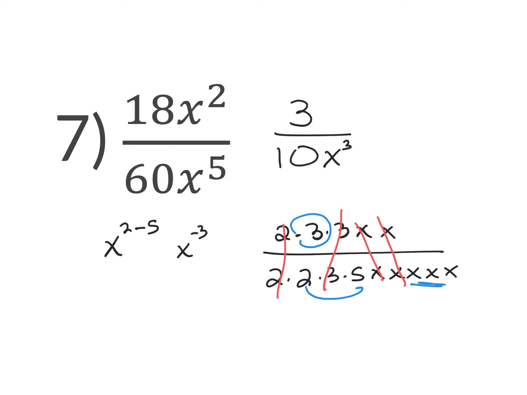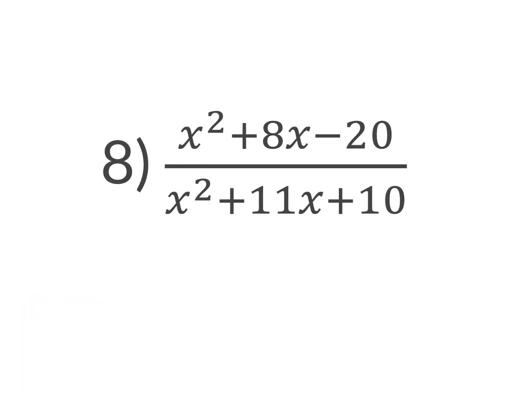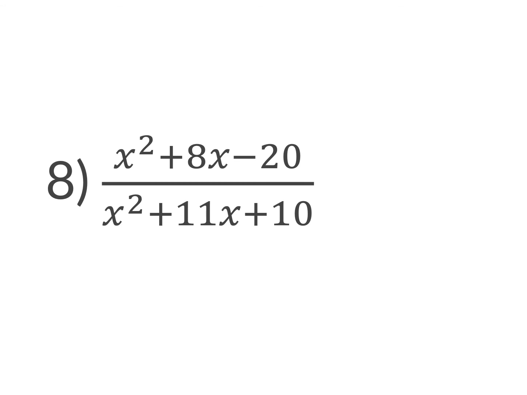However, the binomials, the trinomials, they have to be factored if it can be factored. So let's try number 8. I need to factor both of these trinomials. These are easy trinomials because the a term in front of my x squared is a 1. So I'm only really looking for the factors of negative 20 that are going to add to give me positive 8. And those factors of negative 20 are going to be positive 10 and negative 2. Because 10 times negative 2 is negative 20. But when I add 10 and negative 2, I get positive 8.